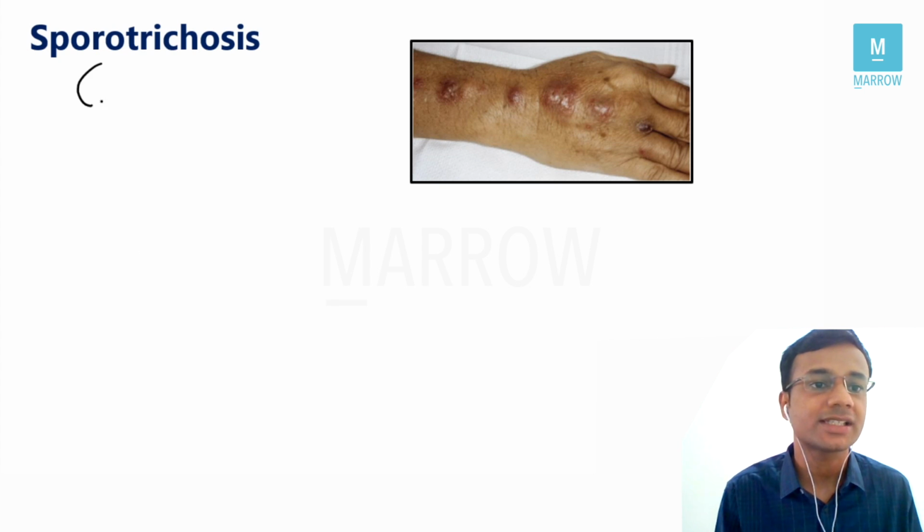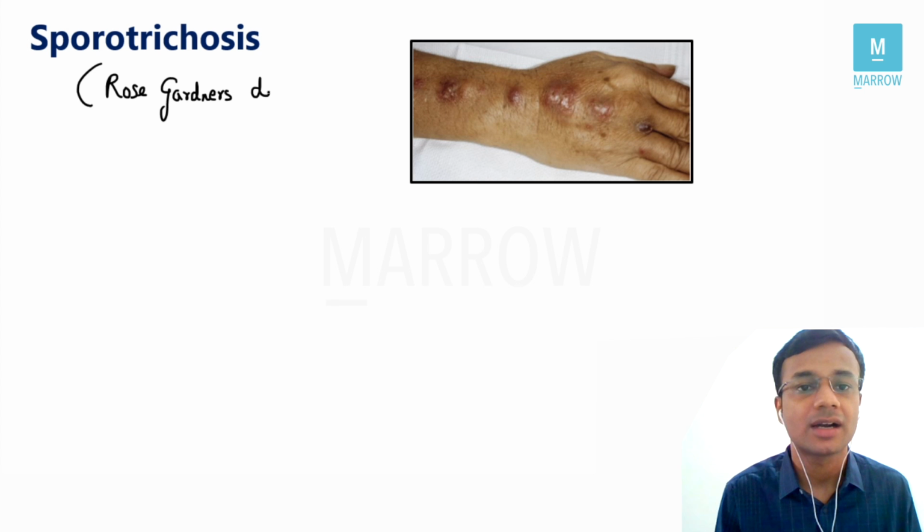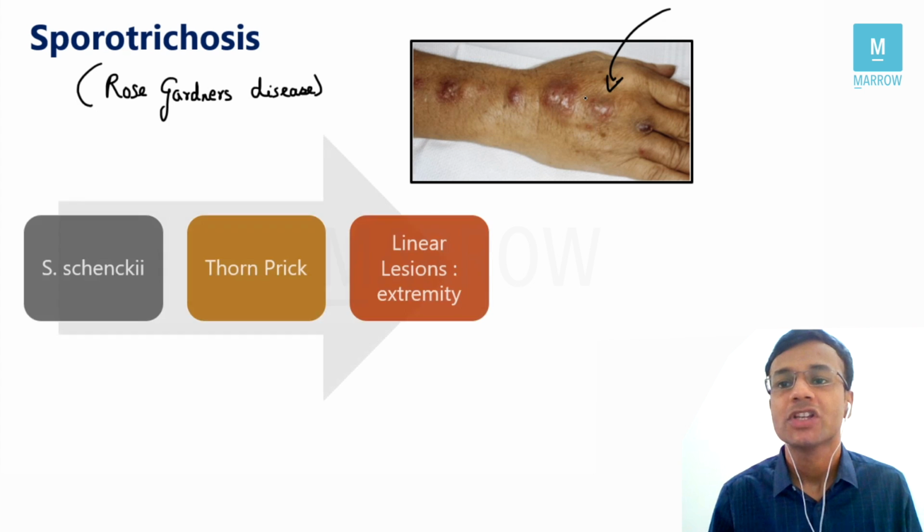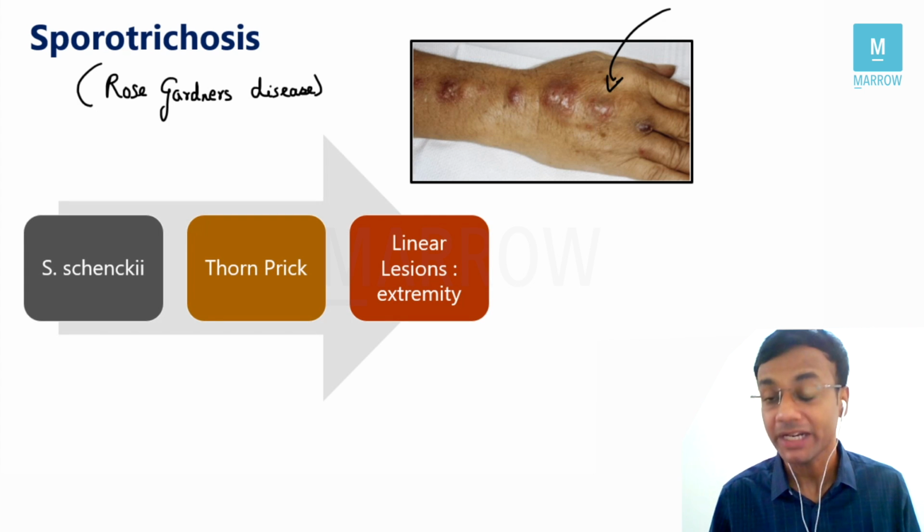Now one of the options was sporotrichosis. Sporotrichosis is also called rose gardener's disease. Here, how does the organism enter? It enters via a thorn prick. Once it enters via a thorn prick, we already know the organism is Sporothrix schenckii.